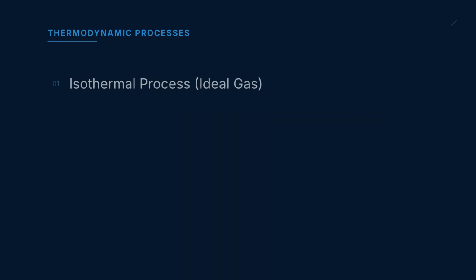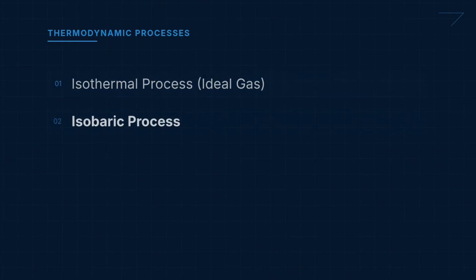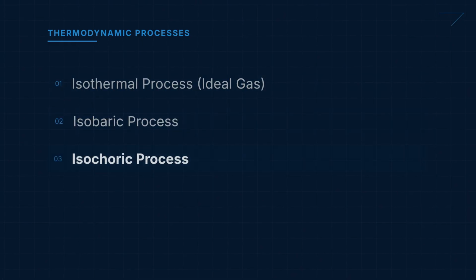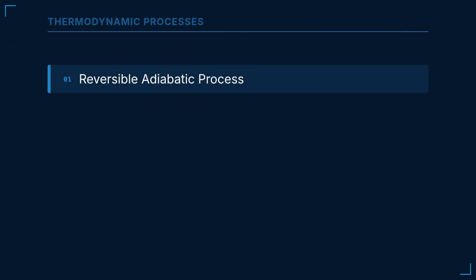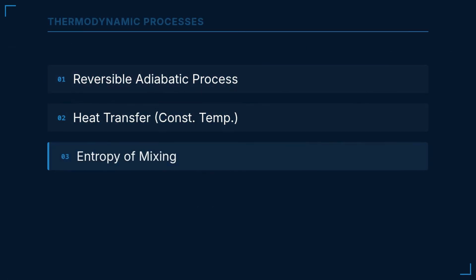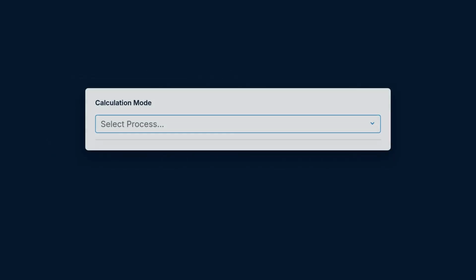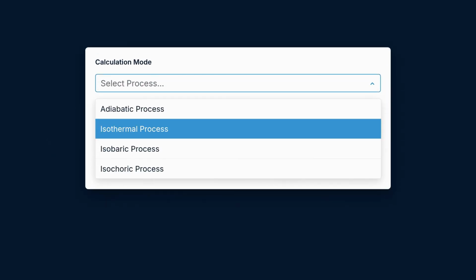You can choose Isothermal Process for ideal gases, Isobaric Process at constant pressure, Isochoric Process at constant volume, Reversible Adiabatic Process, heat transfer at constant temperature, or entropy of mixing for ideal gases. For this demonstration, I'm using Isothermal Process.